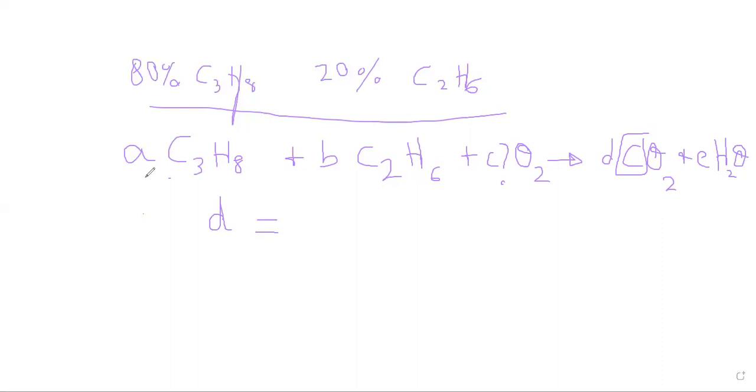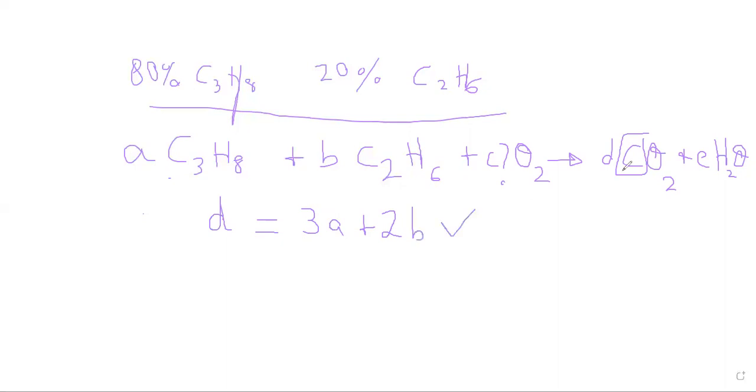each molecule of C3H8 will contain 3 atoms of C. So if I have A kilomoles of C3H8, I need to have 3A, plus here I have 2B, because each molecule of C2H6 will contain 2 atoms of C. So knowing A and B, I can determine D.